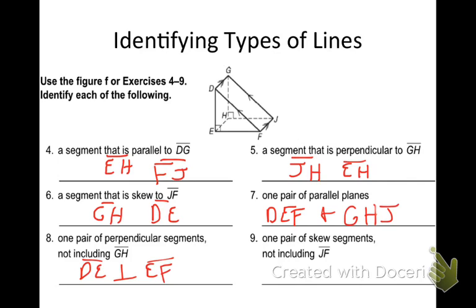DE and which one? DE and HE? DE and HE would actually be intersecting. They actually form perpendicular lines. See how they're intersecting there? So I want something that's not intersecting, but it's also not parallel. Very good. DE and HJ. Notice those are not intersecting, but they're also not parallel. Right? Those would be skew.